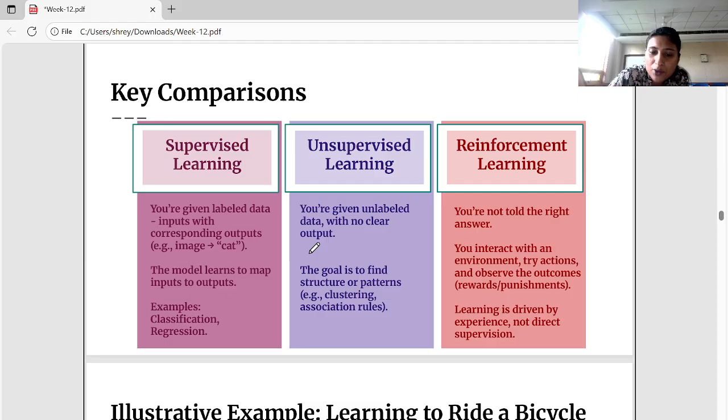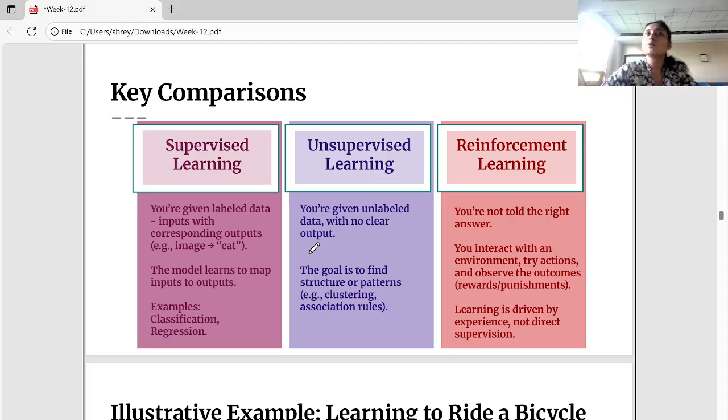You have to map your inputs with those outputs. In the unsupervised approach, the goal is to find patterns, right? The clustering, the similarity, dissimilarity. In reinforcement learning, you interact with the environment, try some actions, observe the outcomes, and then decide whether you want to repeat that action or not. So learning is driven by experience, not direct supervision.